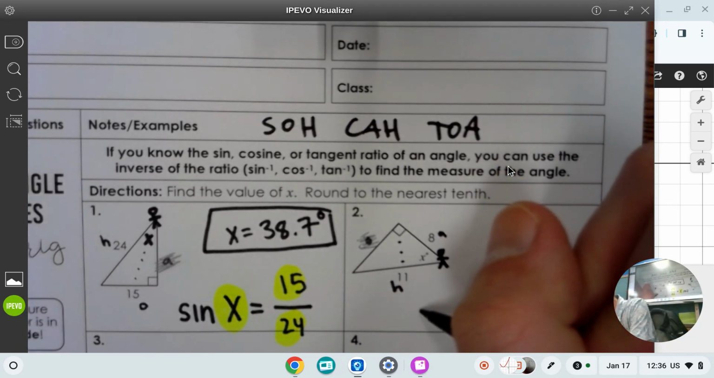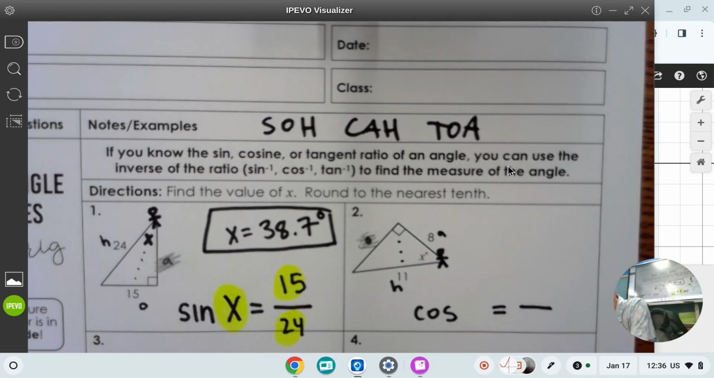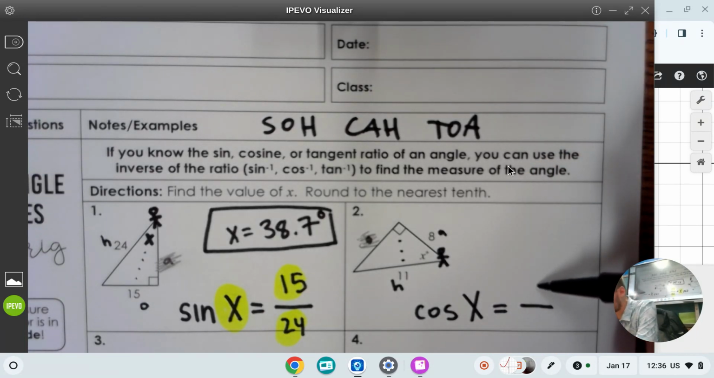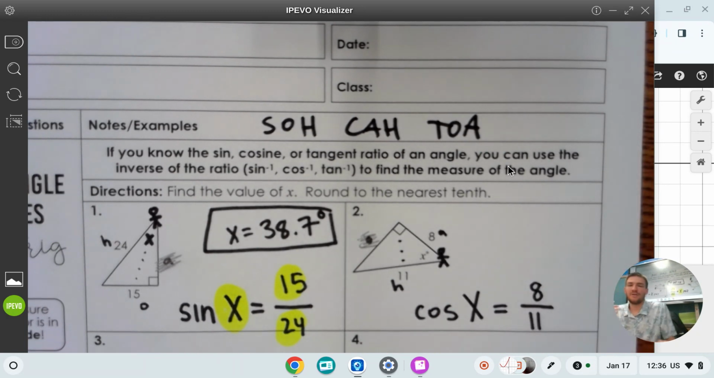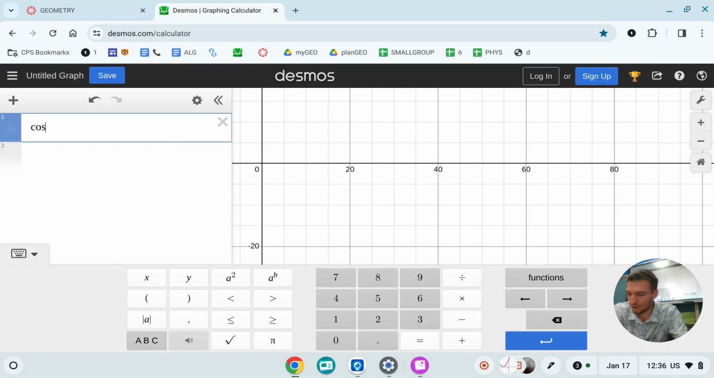Cosine. So we've got the cosine equals fraction. The angle, today, everyone, we're missing is the angle. It's an x. Which one goes on top of the fraction? 8, and the bottom is 11. You go to Desmos, you type it in, you're done. Desmos. Cosine of x equals 8 over 11.